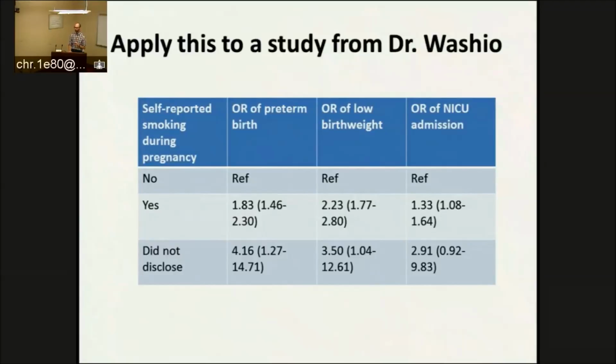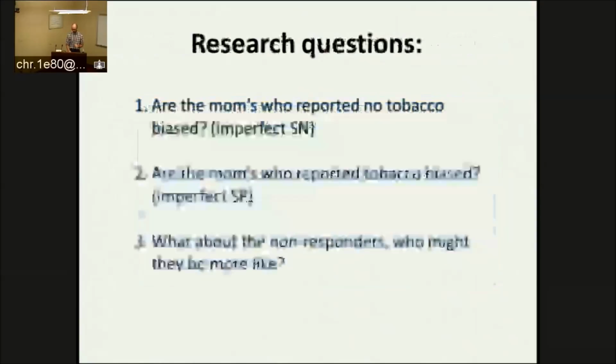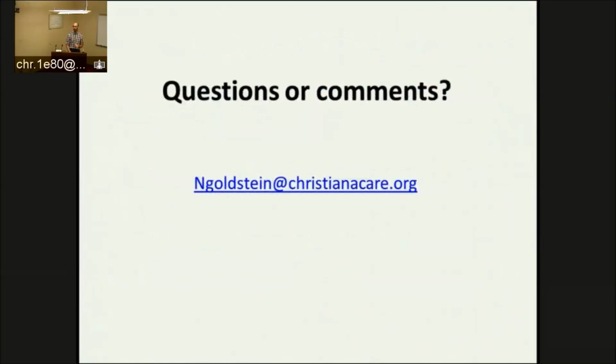Where this work is nice is, you may have some belief about this already, but we're actually able to quantify it. And that's where these methods are particularly valuable, because now we can assign this corrected odds ratio, and we can say that this is the confidence around it. So are there any comments or questions about the work that we're going to do at Christiana, the work I did at Drexel, misclassification in general?